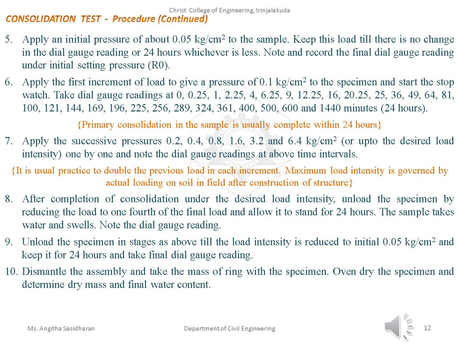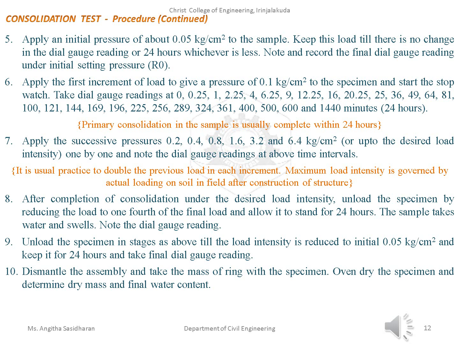So after the specimen is ready for test, we'll start applying the load. We have to apply an initial pressure of about 0.05 kg/cm² to the sample, and we'll keep this load until there is no change in the dial gauge reading, or for 24 hours, whichever is less. And we have to note down that dial gauge reading under this initial pressure of 0.05 kg/cm².